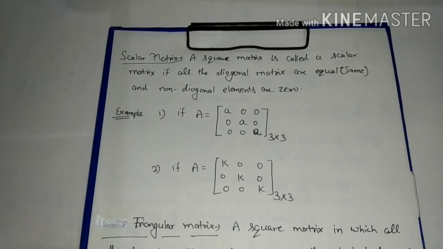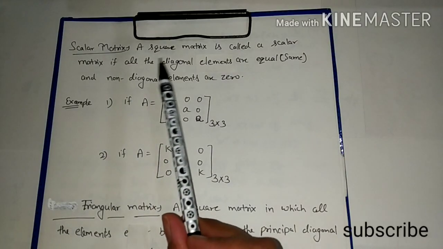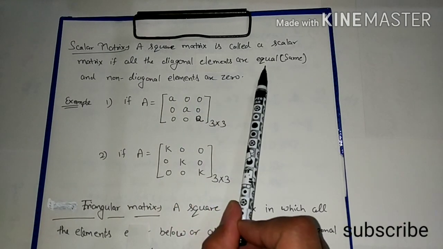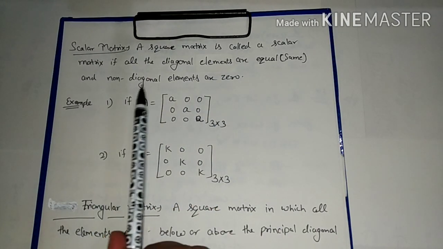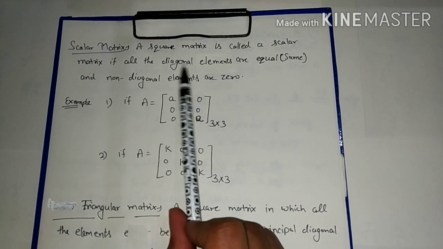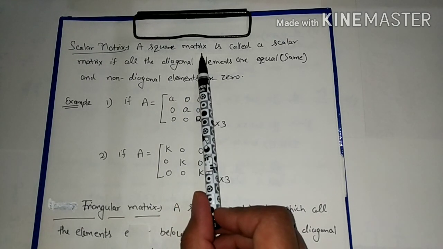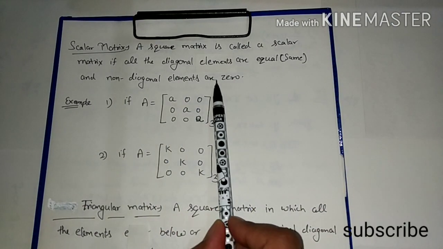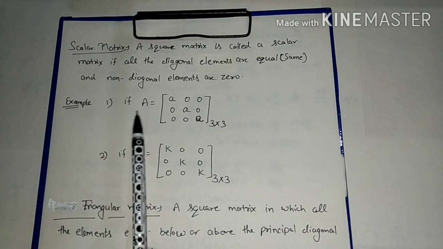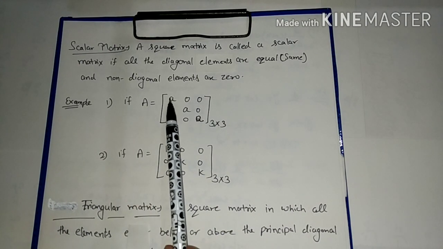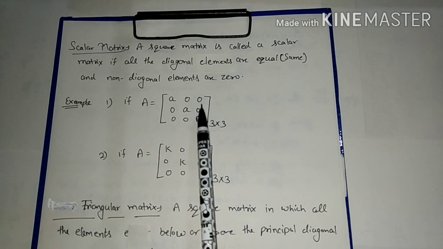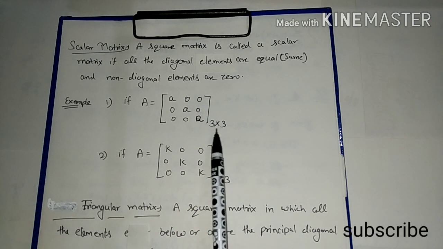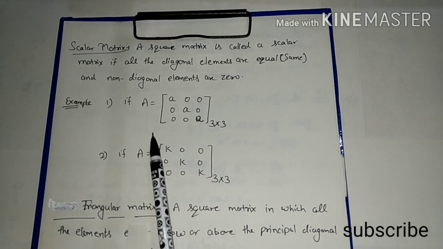Next, scalar matrix. A square matrix is called a scalar matrix if all the diagonal elements are equal, same, and non-diagonal elements are 0. Here 3 conditions: the matrix must be square, all diagonal elements are equal, same, and non-diagonal elements are 0. For example, if A equals, diagonal elements all are a and non-diagonal elements are 0. This is a square matrix, 3 rows and 3 columns, order 3 by 3. This is called a scalar matrix.